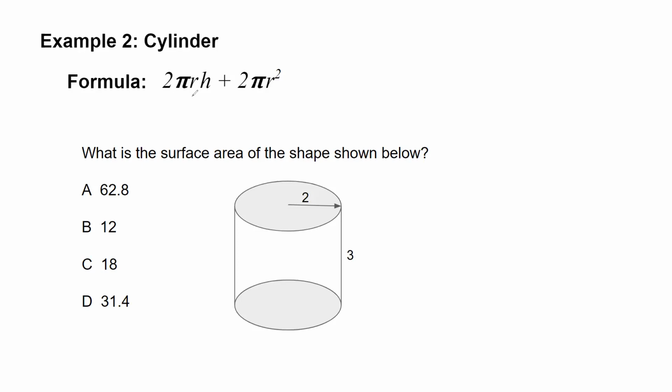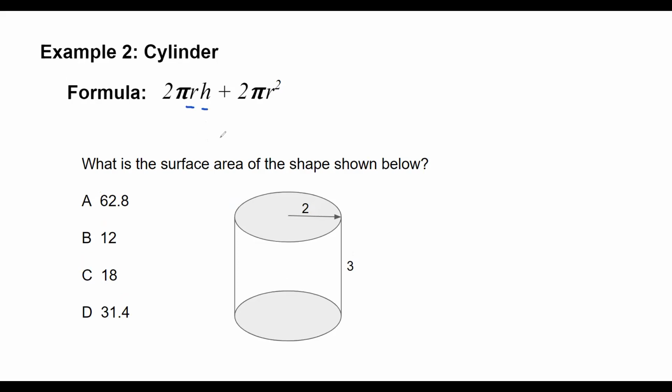We know that we need the radius and we need the height. Here is our radius. If you are given the diameter, remember to divide that by 2. We always want the radius in formulas like this. So we have our radius and height, and we're ready to go.